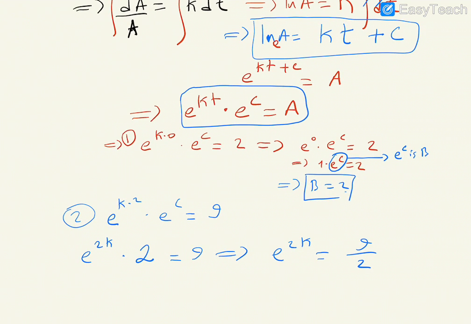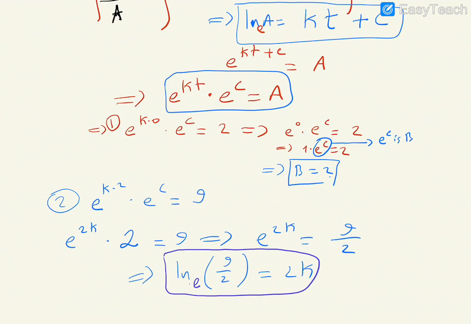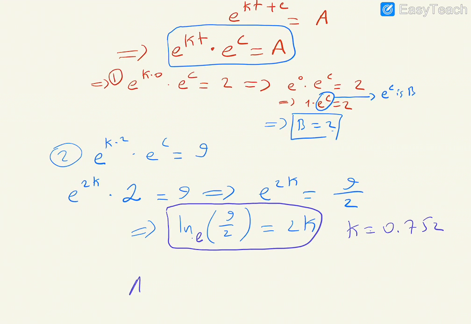Then from here, lastly, ln of 9 over 2 equals 2k. Why? Because of the property of the ln function: we have an invisible e, so e to the power of 2k is the same as 9 over 2. Now put it into your TI or any GDC or calculator, and you get k as 0.752.